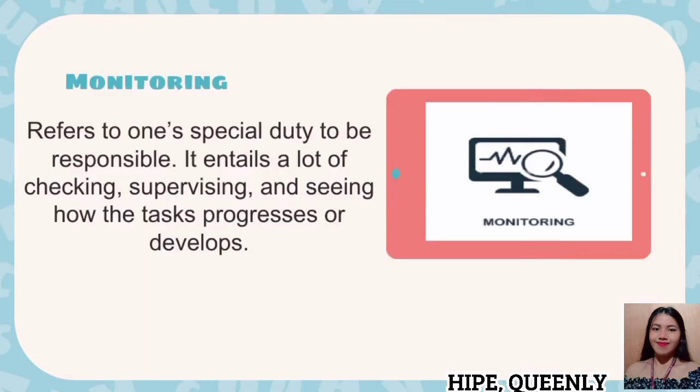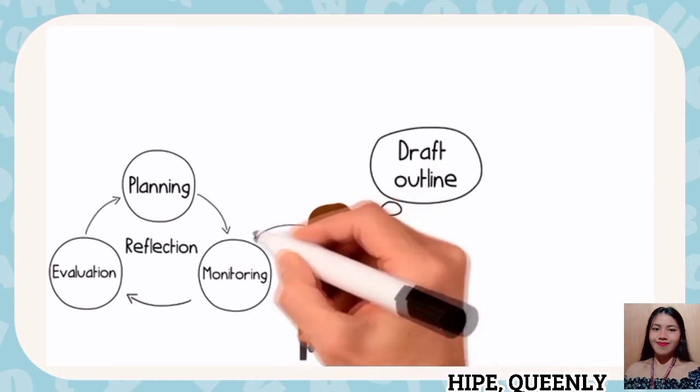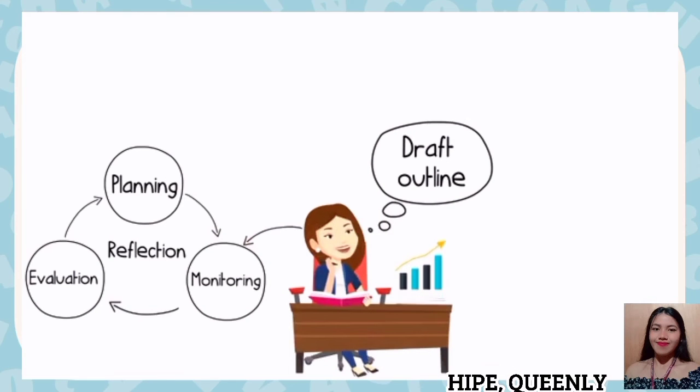Monitoring refers to one's special duty to be responsible. It entails a lot of checking, supervising, and seeing how the task progresses or develops. Going back to the first example, writing your first book: after planning, of course, you also need to monitor your progress as you go. You can track it by writing down what progress you are making, for example, how many words you are writing each week.